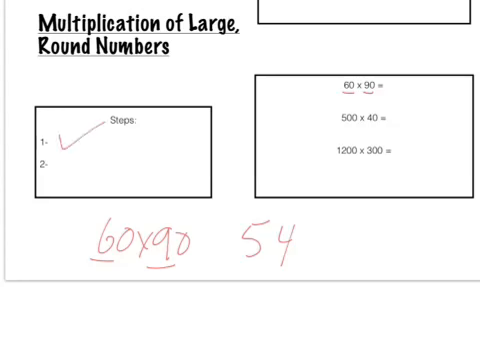So that's step 1. Step 2 then is you have to add the zeros that are left over. So a 0 from the 60, a 0 from the 90, and that will give me my answer. In order to multiply large round numbers, you first worry about the whole number, and then worry about the zeros afterwards. Try the rest.